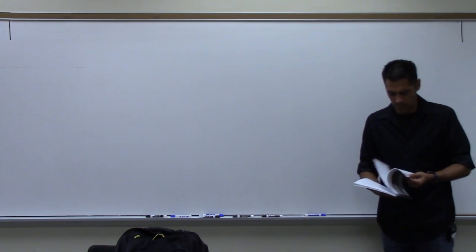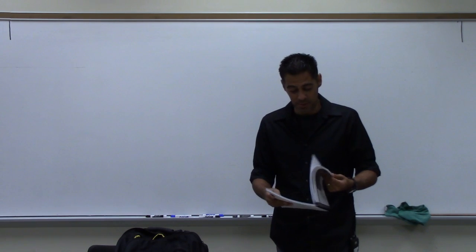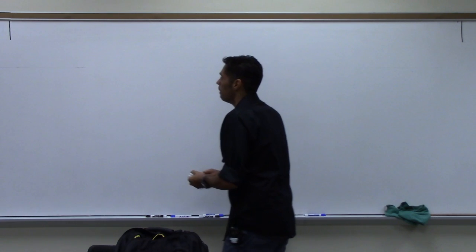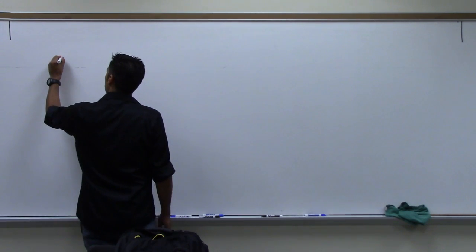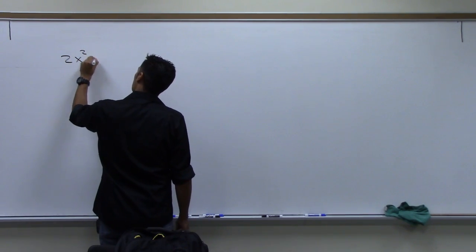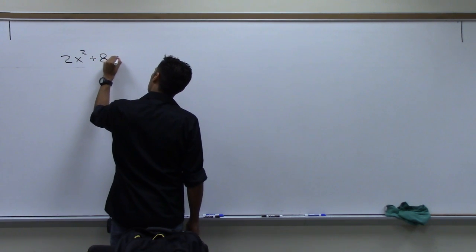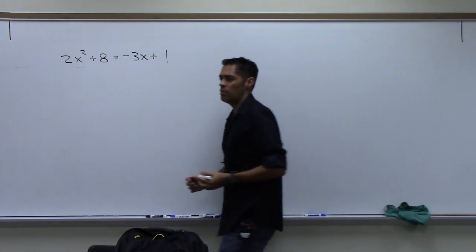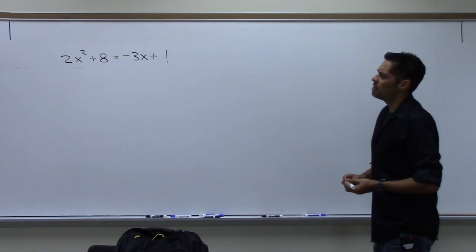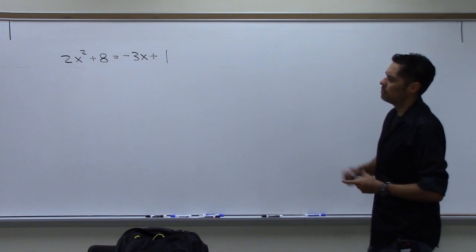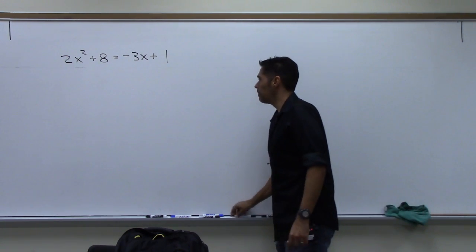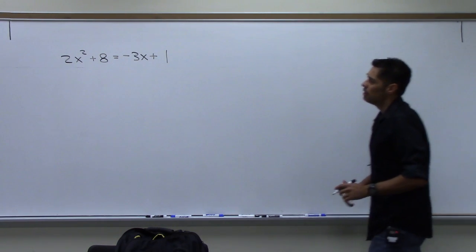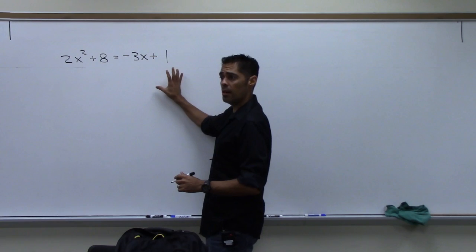Can you do number 6? I can try. Let me see if we have the same number 6. No. What is it? It's 2x squared plus 8 equals negative 3x plus 1. So this is in the solving quadratic equation section. Was it negative 3x or negative 3x squared? Is that just this? All right, so you're trying to solve this quadratic equation? This is right? Yeah. Okay.